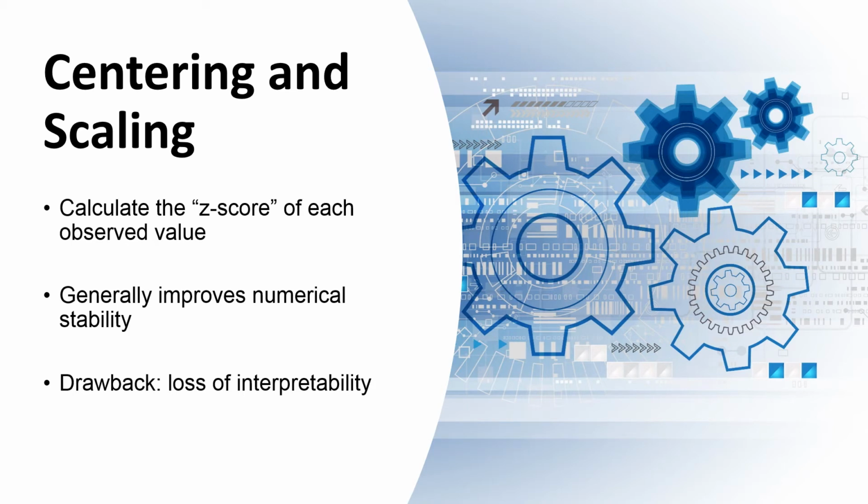Next, we move on to data transformation, which usually means that we apply a mathematical function to each data value. Perhaps the most common data transformation is centering and scaling of a single variable. For those of you with statistics background, you can think of it as calculating the z-score of each observed value. That is, each data value is first reduced by the mean and then divided by the standard deviation.